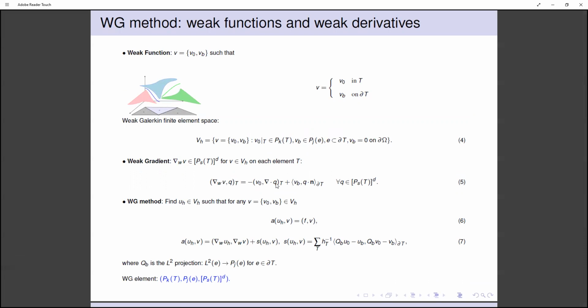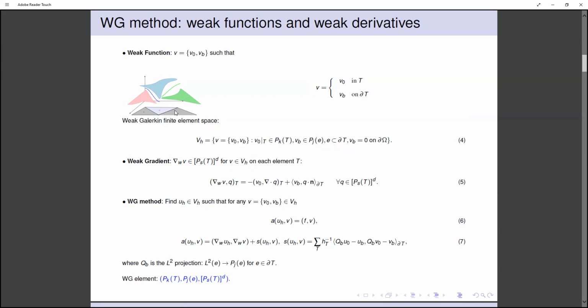The WG method starts with two important concepts: weak functions and weak derivatives. First, let's see what a weak function is. We use this notation for a weak function. A weak function means v equals {v0, vb}. That means v equals v0 inside element T and v equals vb on the boundary of element T.